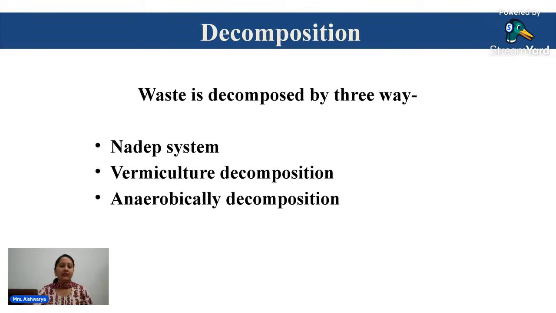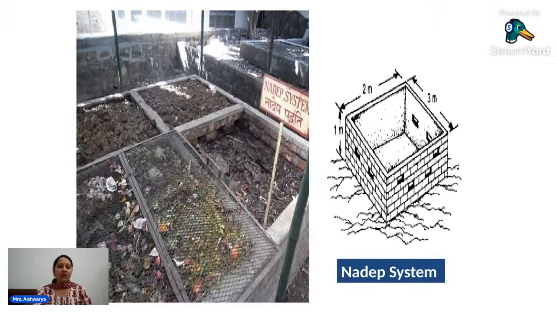The first one is the Nadep system of decomposition, in which we add all the domestic waste of our household, the vegetable waste, the green waste, and the fruit waste, and some amount of water as well as some amount of cattle dung in the pits. The pits are formed and raised 1 to 2 feet above the ground level, and all the domestic and daily waste of the household is filled in that pit. This decomposition is ready to serve our agricultural fields in 3 to 4 months.